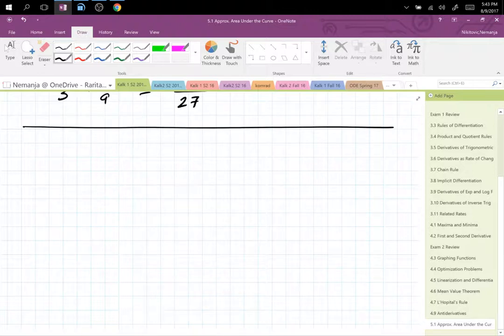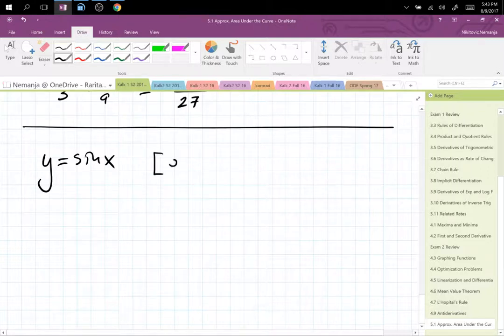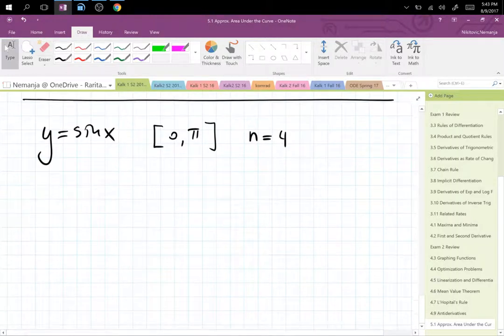Your function is y equals sine x. Your interval is 0 to pi. And they want 4 rectangles. So this is it. Sine x goes from 0 to pi, n equals 4.